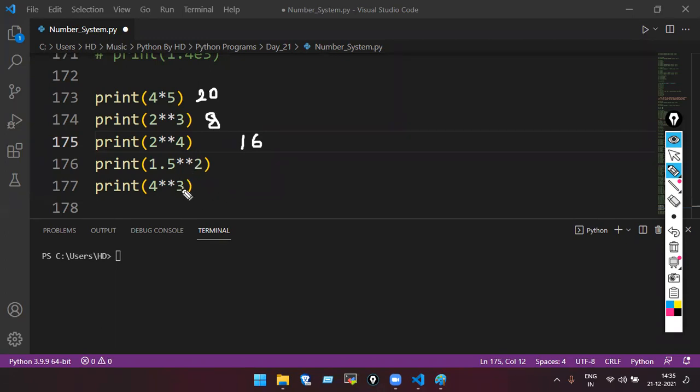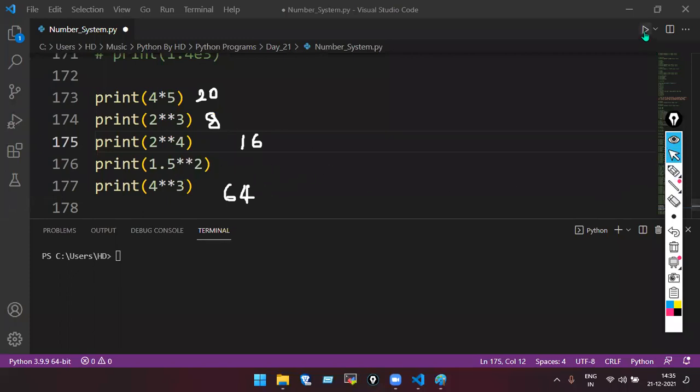Then 4 power 3 means what? 4 4s are 16, 3 times. 4 4s are 16, 16 4s are 64. 64 will be the answer. Then what will be the answer of 1.4 into 2 square? Something around 3 point something.